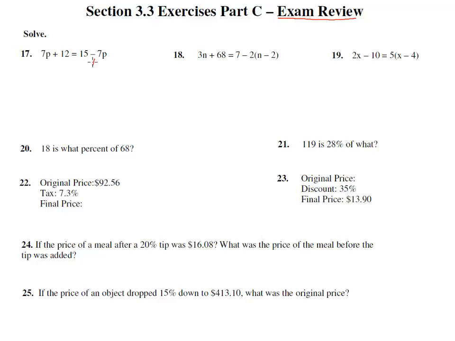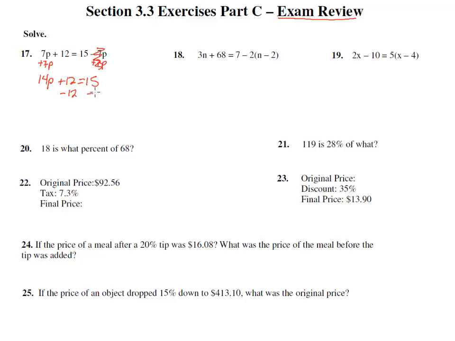Let's get rid of one set of them, plus the 7p onto both sides of the equation. And we're left with 14p plus 12 equals 15, and this set is gone. Now the p's are all together by themselves. How can we get the p by itself? Get rid of that plus 12.